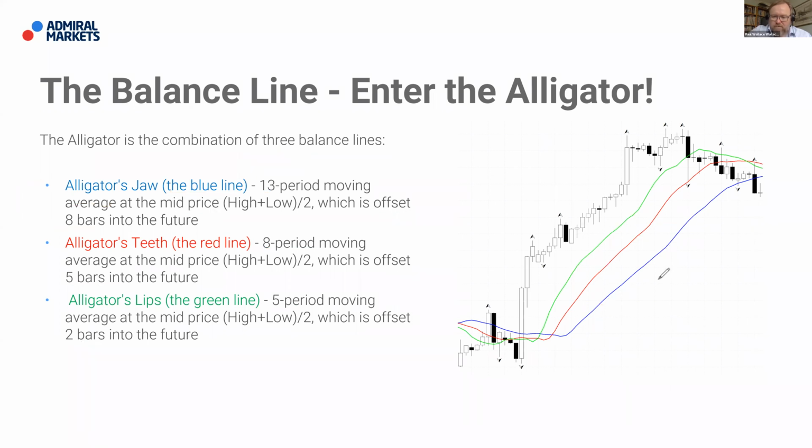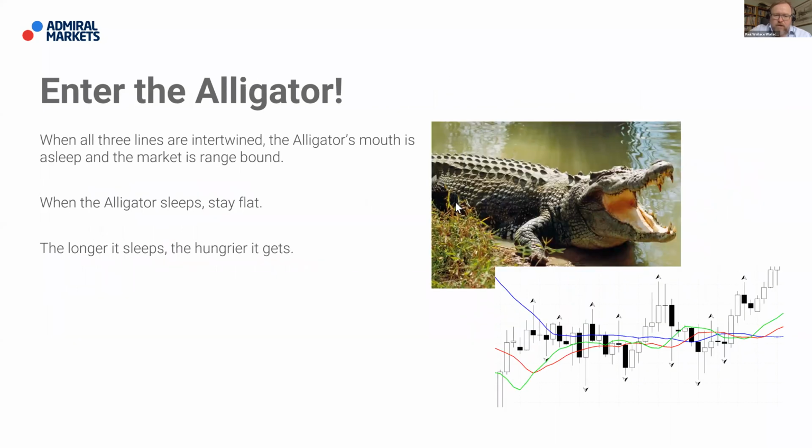Hopefully you can see those up and down fractals that are being printed on our charts here. And we also have the alligator, the lips, the teeth, and the jaw. What we want to know, and the way Bill Williams describes it, is that when all 3 lines are intertwined, the alligator's mouth is asleep and the market is range bound.